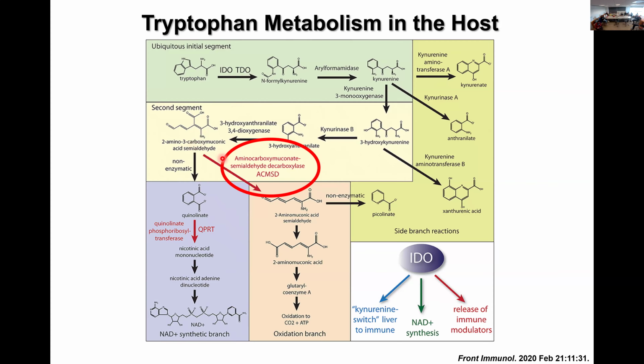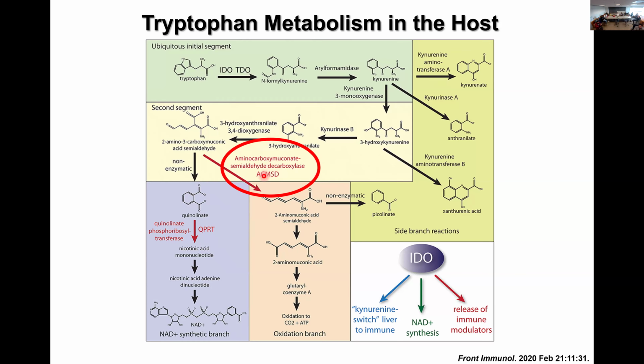ACMS then is metabolized by this ACMSD enzyme to this branch down here, and this feeds energy metabolism, the tricarboxylic acid cycle. So this is the branch through which ACMSD functions. It takes this ACMS metabolite and pushes it down this way. So if you have reduced activity of ACMSD, then you would maybe push ACMS through a non-enzymatic pathway towards quinolinic acid and NAD synthesis, which is the other branch. So this is a non-enzymatic reaction. This branch right here is the enzymatic reaction.